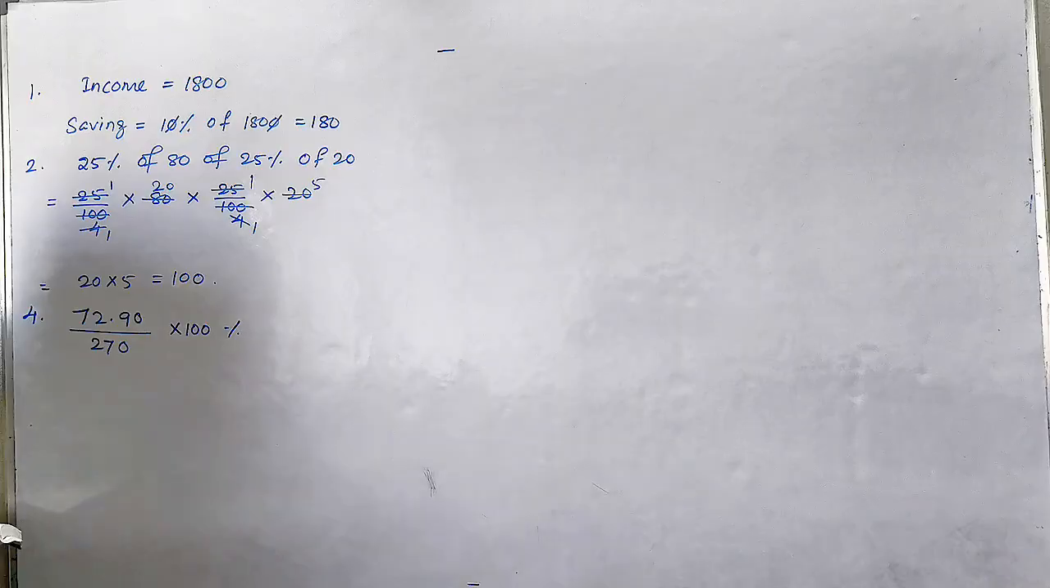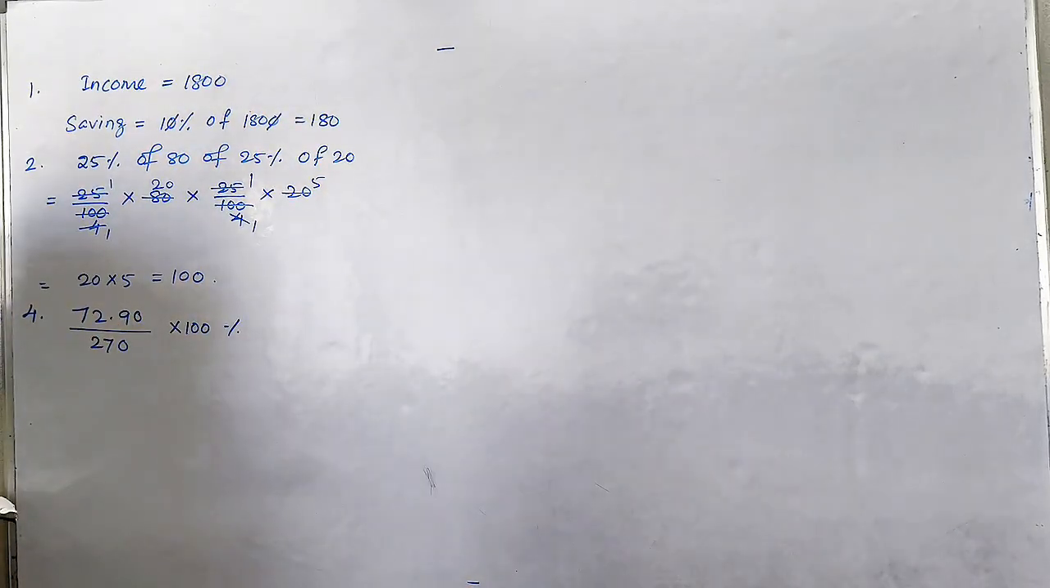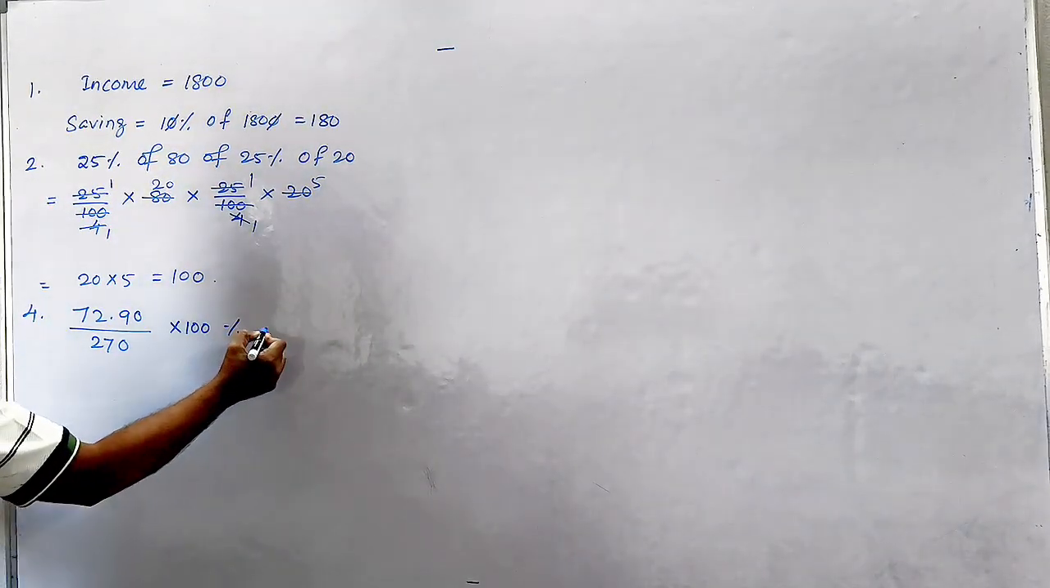72.90 into 100, how much? 72.90 into 100. The decimal point will move towards the right 2 steps. That means 72.90 into 100 is how much?